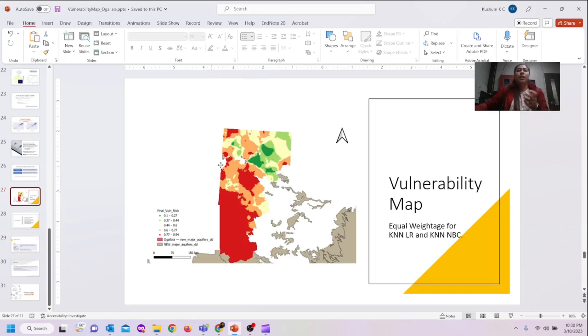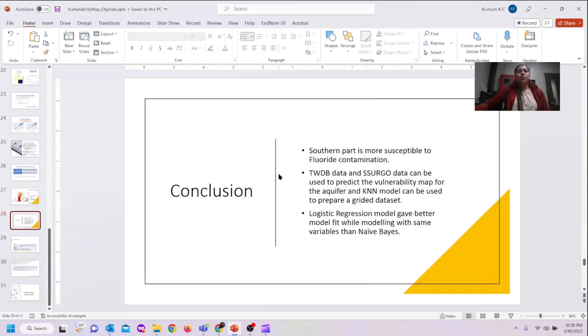So our conclusion includes that the southernmost portion of the Ogallala Aquifer is more susceptible to fluoride contamination, and our logistic regression model gave a better model fit while modeling with the same data sets than the naive Bayes classifiers.